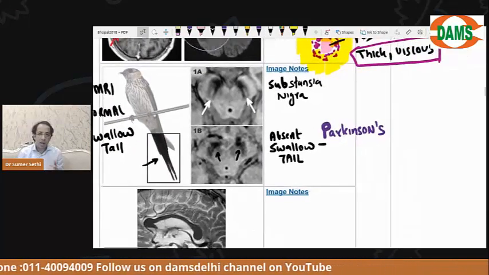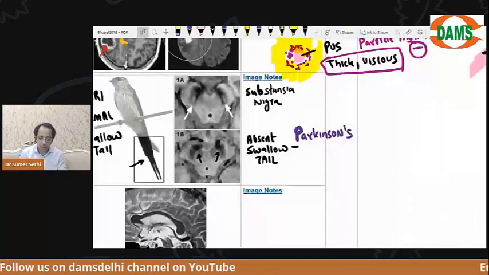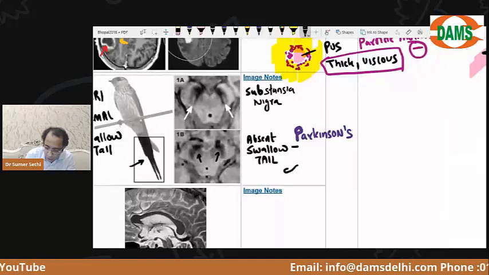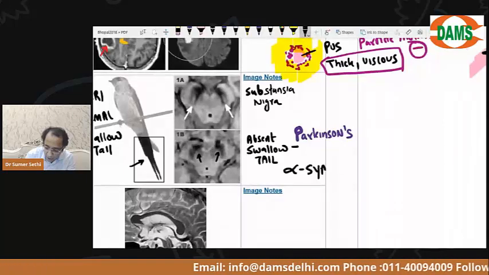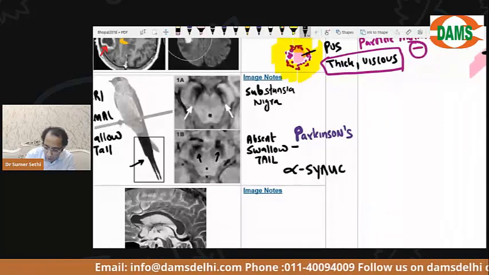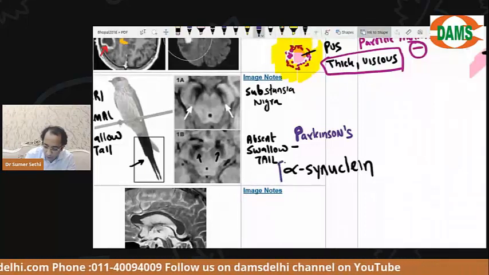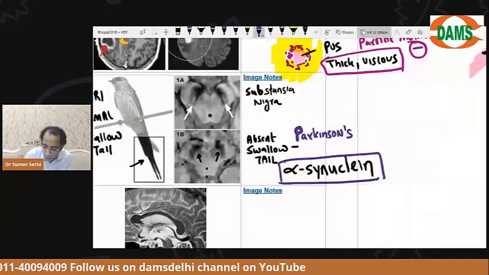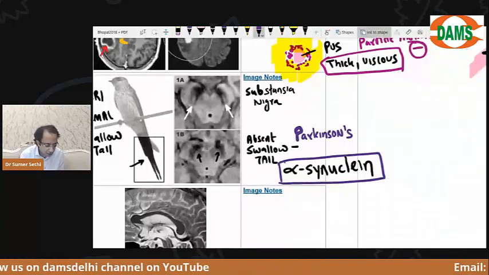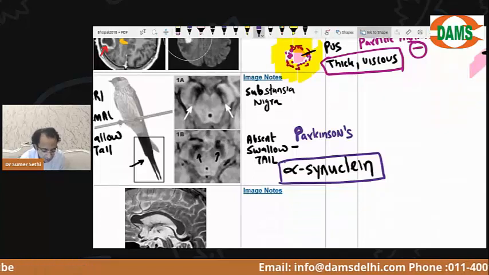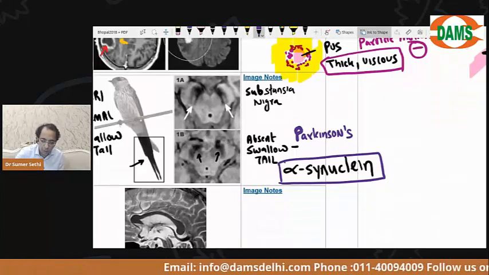What is happening in the substantia nigra in Parkinson's? In Parkinson's, there is something called alpha-synuclein. Have you heard of this before? There is something in pathology called alpha-synuclein. So in Parkinson's, there is alpha-synuclein deposit in the substantia nigra, which is alpha-synucleinopathy.